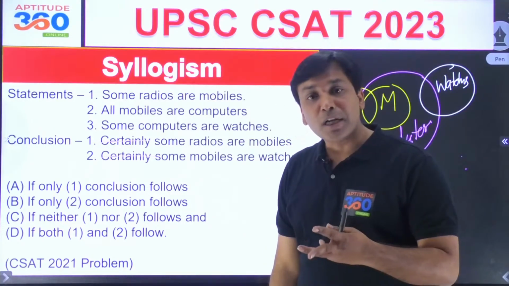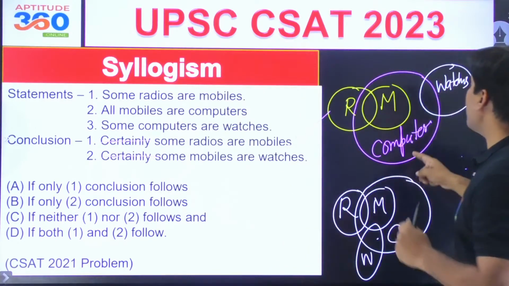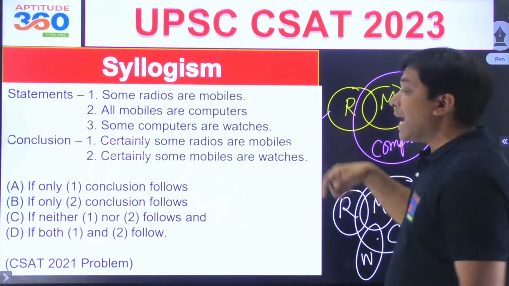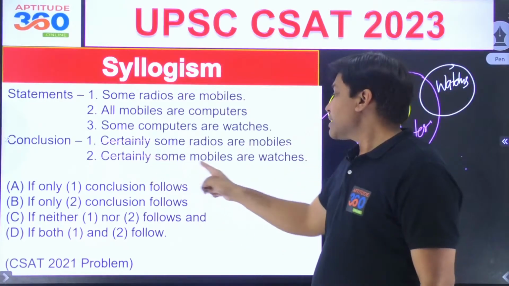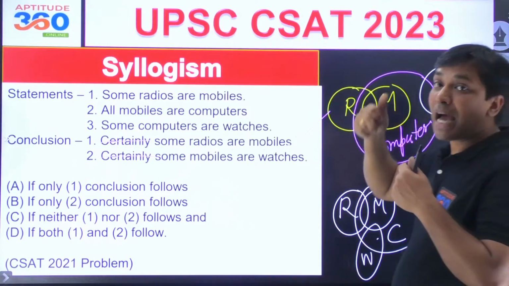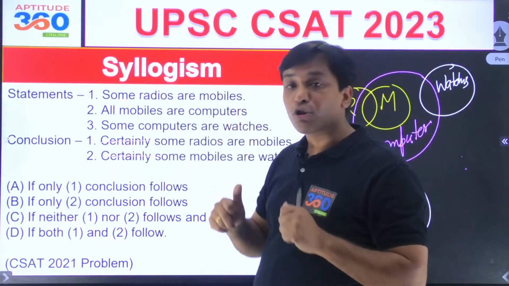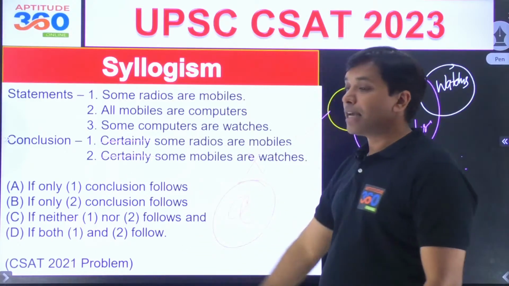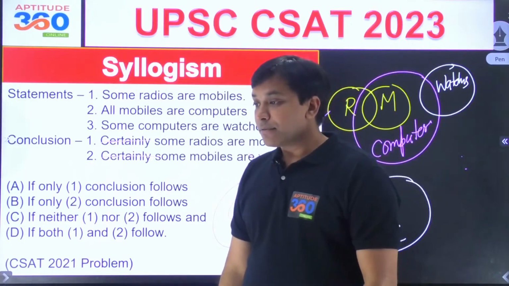कितने भी आप डायग्राम बना लोगे, वो जो चारों डायग्राम मैं बता रहा हूं आपको, कंप्यूटर और वॉच की कहानी है वो. But radio and mobile, they any which way they are getting overlapped, and some mobiles are watches. Some mobiles are watches. May or may not be. I have made one diagram where this condition is not true. So what is this? This is gone. So what is our answer? Our answer is A. Is everybody understanding this?